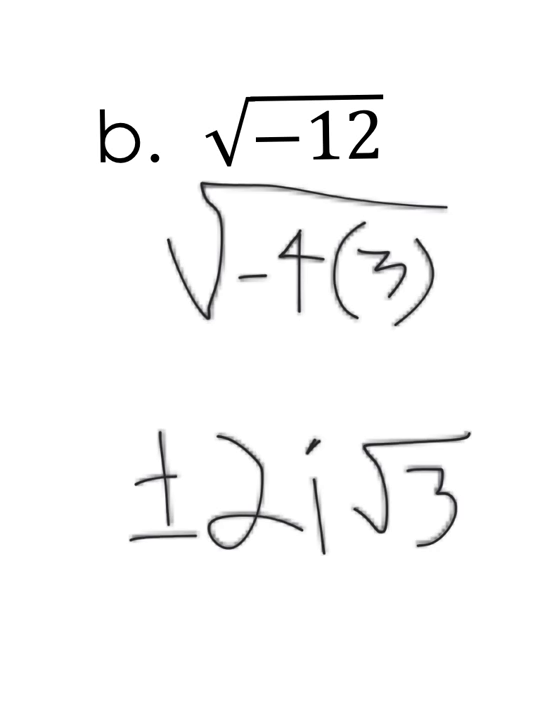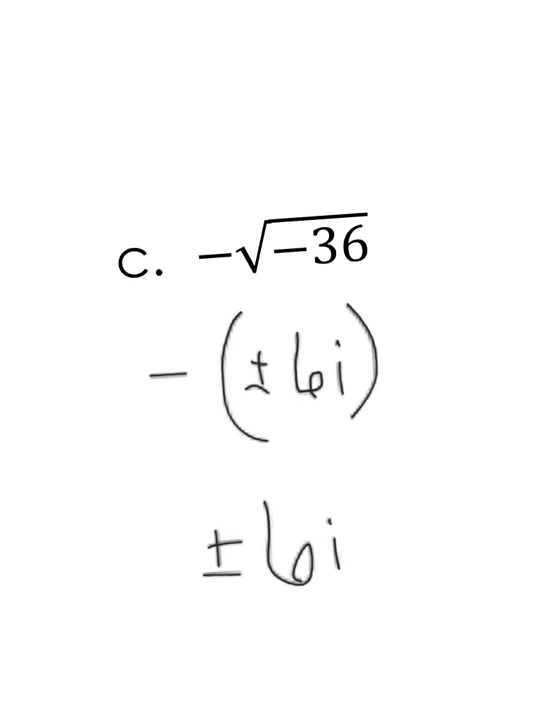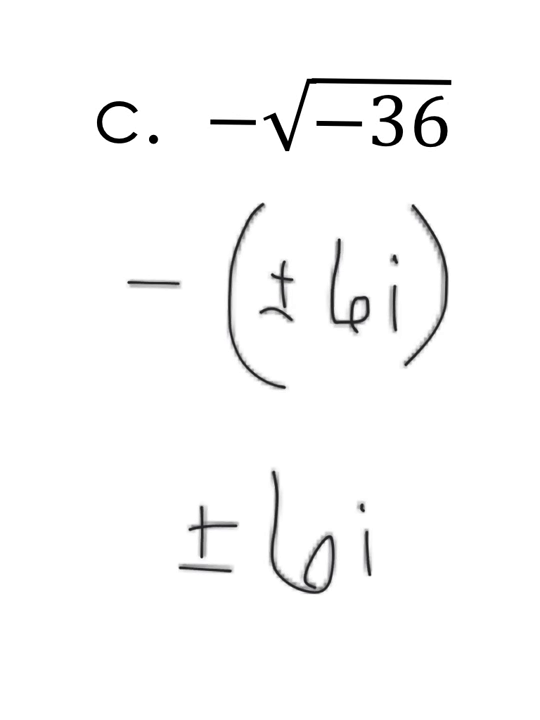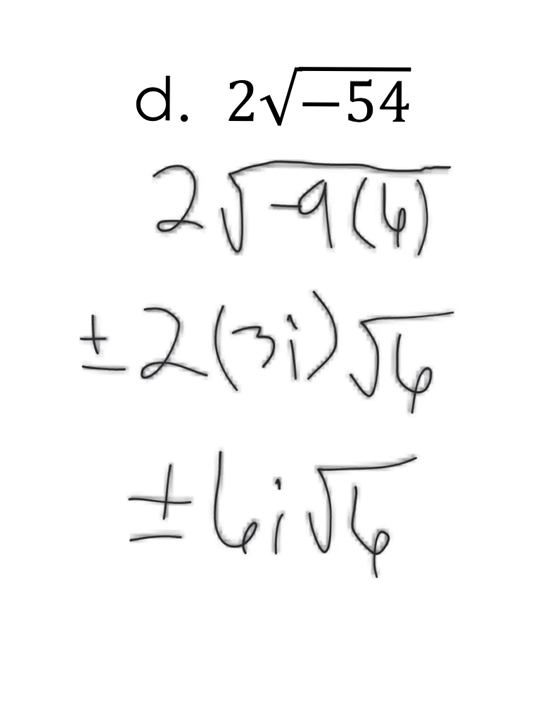Alright, C. Well, that's going to be negative times plus or minus 6i, and that doesn't change anything, so the answer is still plus or minus 6i. The last one is a little tricky: 2 times the square root of negative 54. So what two numbers multiply to get negative 54?